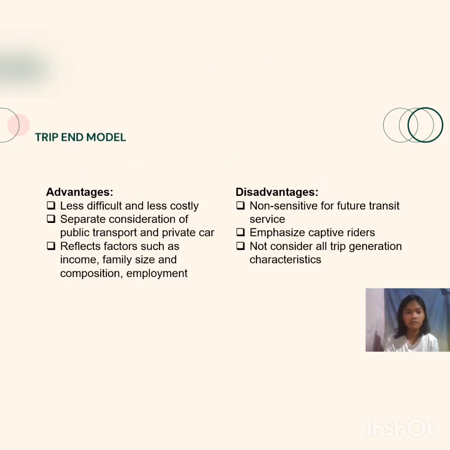Trip end model advantages and disadvantages. Advantages: less difficult and less costly; separate consideration of public transport and private car; reflects factors such as income, family size and composition, and employment. Disadvantages: non-sensitive to future transit service, emphasizes captive riders, does not consider all trip generation characteristics.